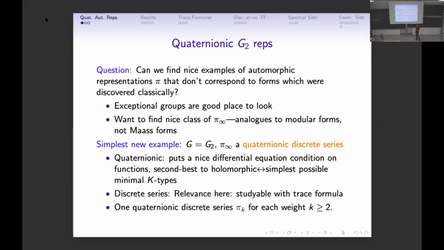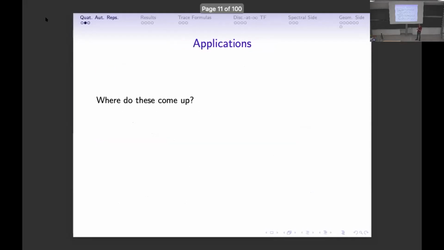Since we're talking about these quaternionic discrete series, for now let's just say that there's one that we're going to call pi sub k for every weight k that's greater than or equal to 2. That's what quaternionic discrete series are.